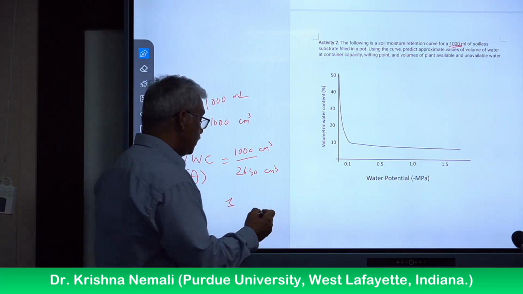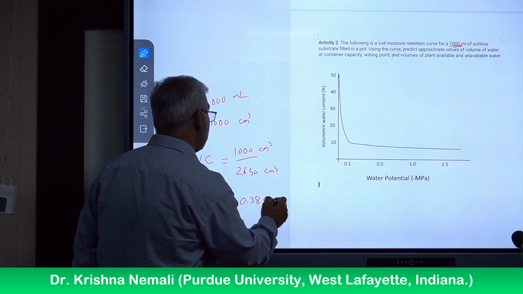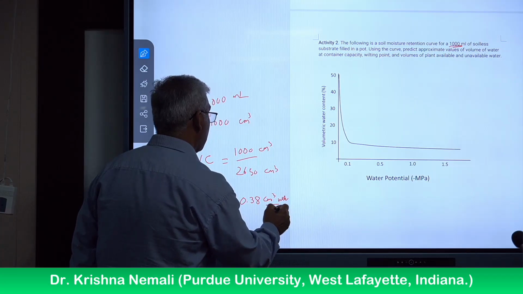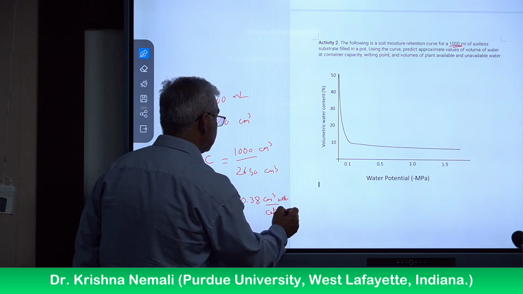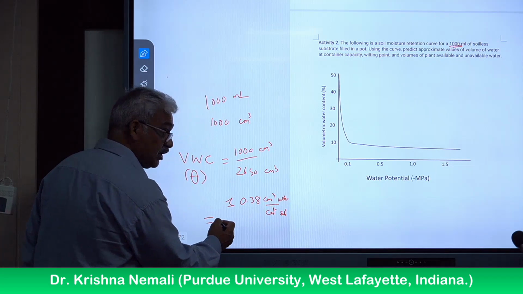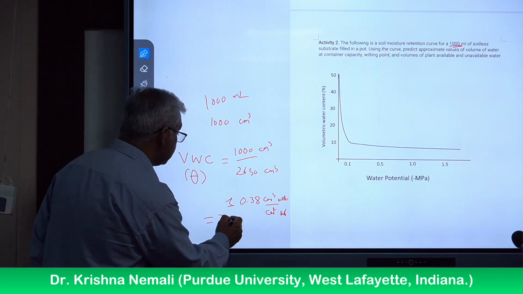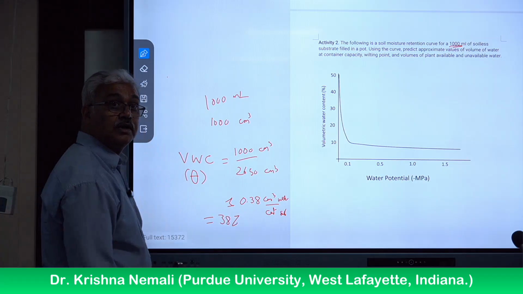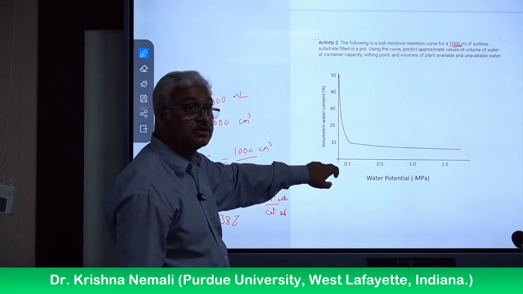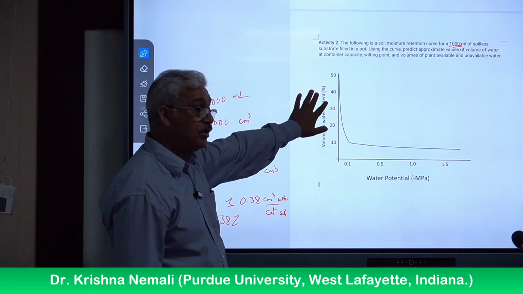0.38 centimeter cube of water per centimeter cube of substrate. Or this can also be written percentage wise as 38%, right? That is that number, percentage. That's how we got that number.